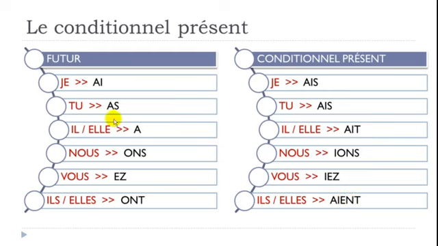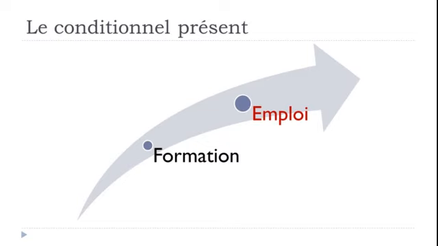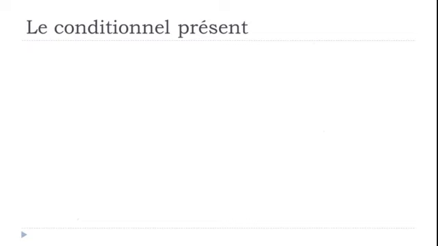Okay, so remember future: AI, AS, A, ONS, EZ, ONT, but then conditionnel présent: AIS, AIS, AIT, IONS, IEZ, AIENT. Okay? And now let's see when we should use this conditionnel présent, because that's the most important thing.